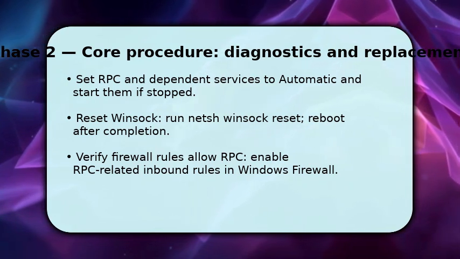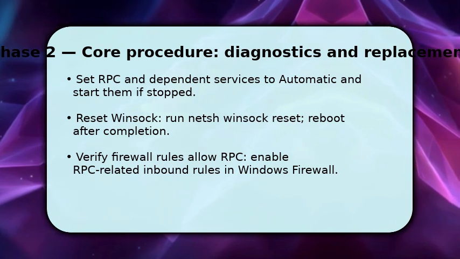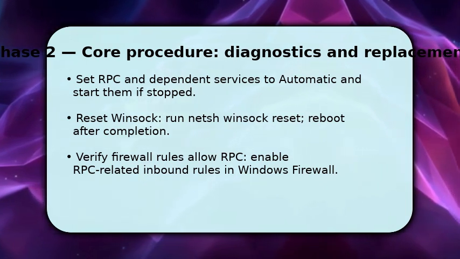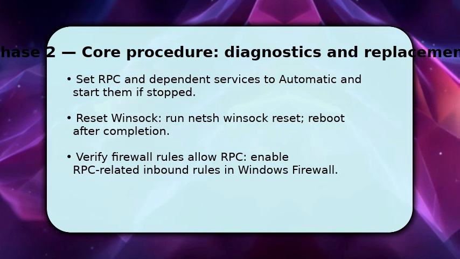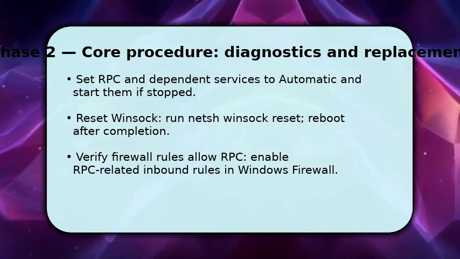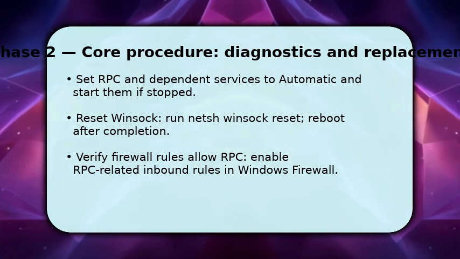After reboot, open Windows Defender Firewall and confirm inbound rules permit RPC and RPC Endpoint Mapper traffic. Make sure domain, private, and public profiles are appropriately configured. These steps restore the service chain and network path RPC needs to respond.